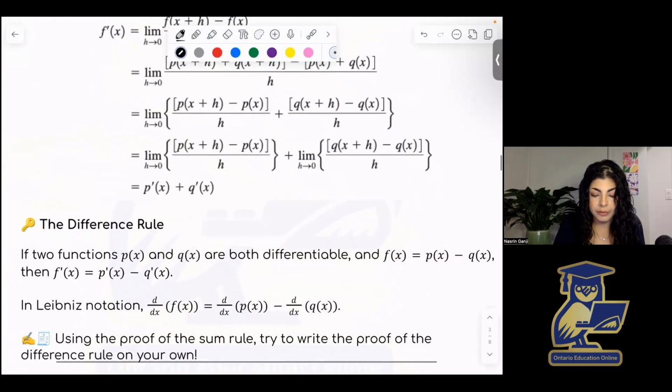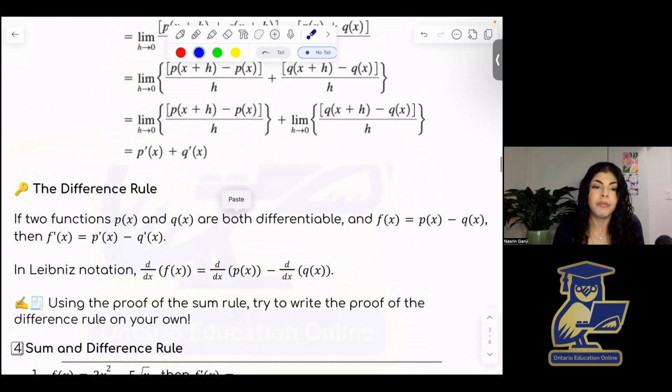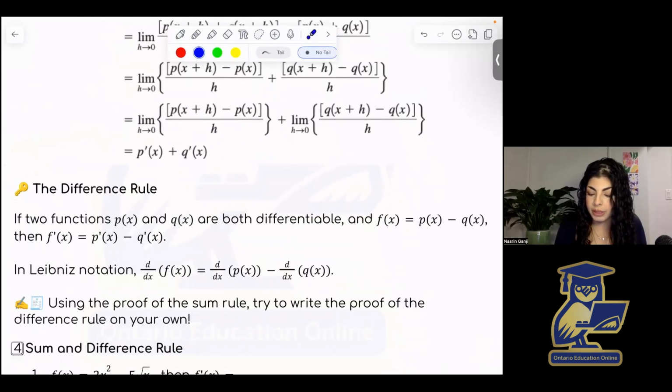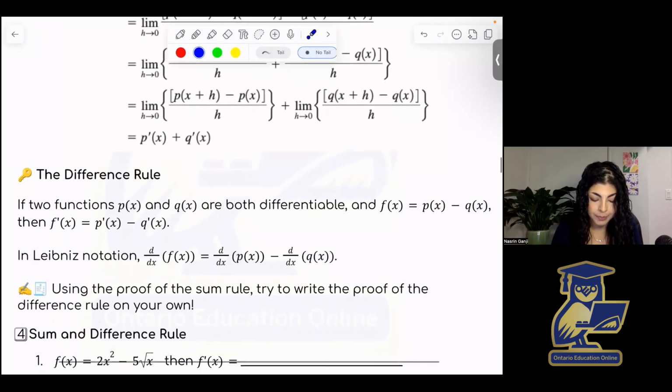Similarly, we also have the difference rule. So the difference rule, very similar, but now we just have a difference. So for those two functions, p of x and q of x, which are both differentiable, we have f of x, which is p of x minus q of x. Then the derivative of f of x, so f prime of x, is p prime of x minus q prime of x. And here we also have the Leibniz notation shown as d by dx.